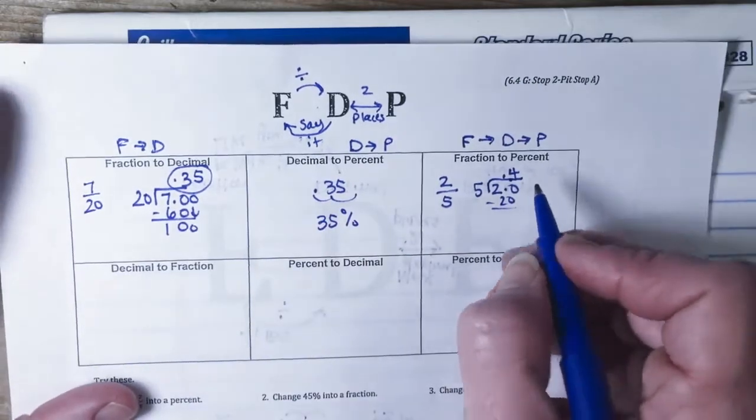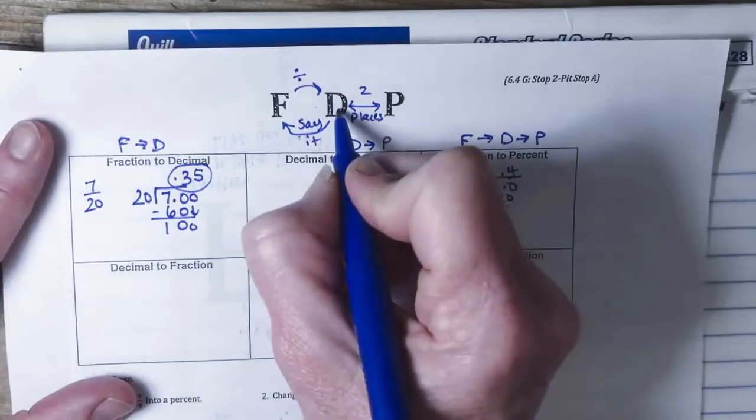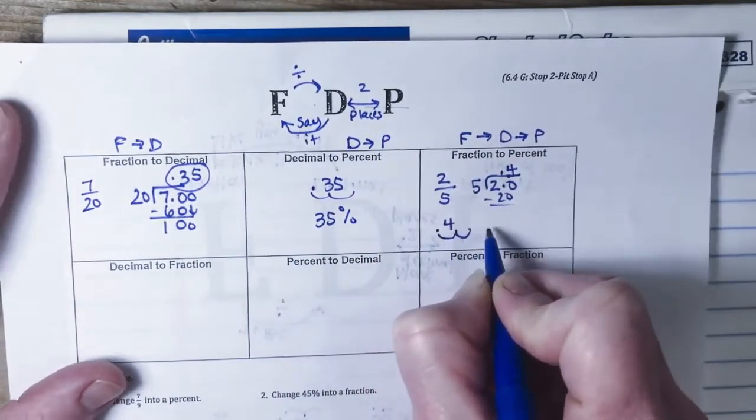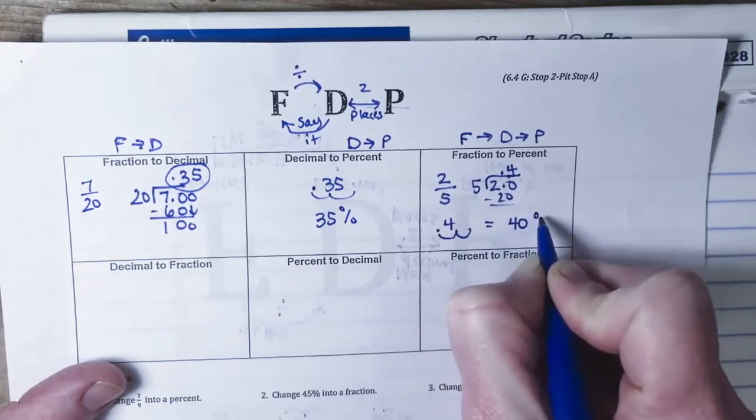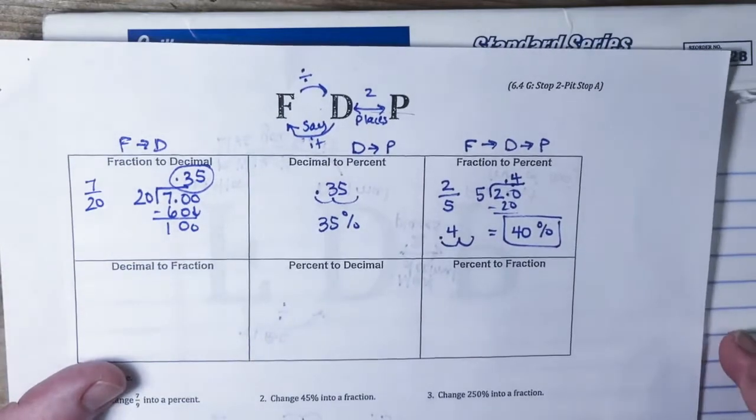And now I still need to change 0.4 into a percent. So to get from decimal to percent, 2 places to the right. So this time I'm going to have to add a 0 here in order to move it 2 places. So 2/5 is 40%, and 40% is also 0.4.